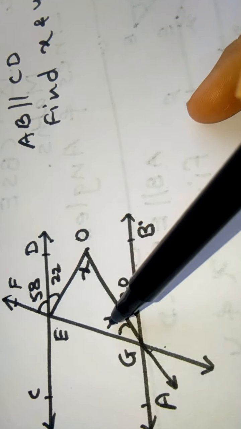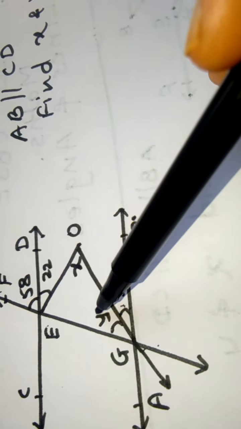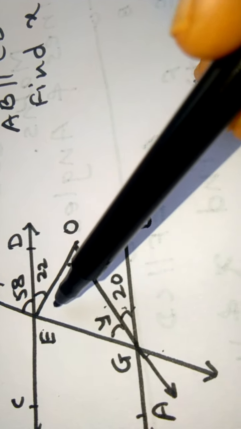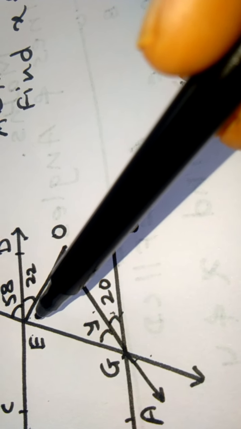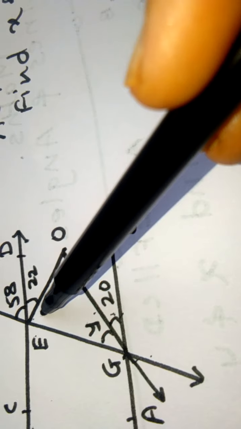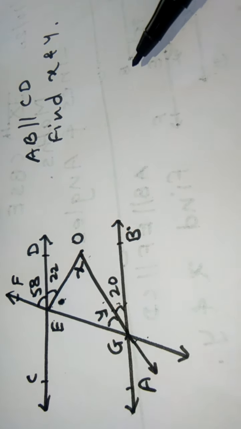Then from this we can find the value of y. If we get the value of y, then this angle and this angle are interior angles, hence they are supplementary. From this we can find the value of angle GEO, and if we get the value of GEO, then this GEO plus y plus x, their addition is 180 degrees. In this way we can find the value of x also.